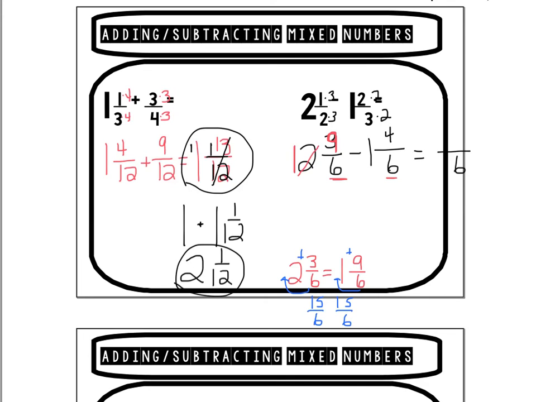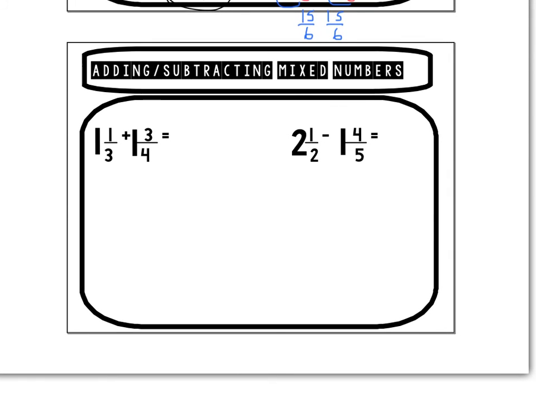So now we have 9/6 minus 4/6, which is 5/6, and we have 1 minus 1, which is 0, so we don't have a whole number out front. So we'll go ahead and do the next ones. Our common denominator is 12. So we have to multiply by 4. We have 1 and 4/12 plus 1 and 9/12.